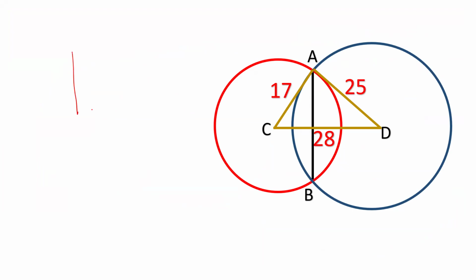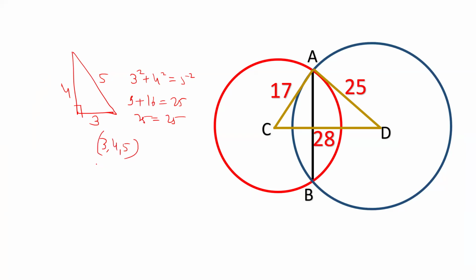Now, what is a Pythagoras triplet? If there is a right angle triangle, then the three sides of this triangle can be 3, 4, 5, because 3 square plus 4 square is 5 square. 3 square is 9, 4 square is 16, 5 square is 25. So 25 equals 25. 3, 4, 5 is known as a Pythagoras triplet. And there are many more Pythagoras triplets. For example, 5, 12, 13 is another Pythagoras triplet. 8, 15, 17 is another one. 7, 24, 25 is another one. And any multiple of these is a Pythagoras triplet.